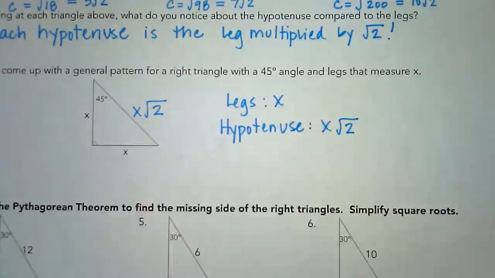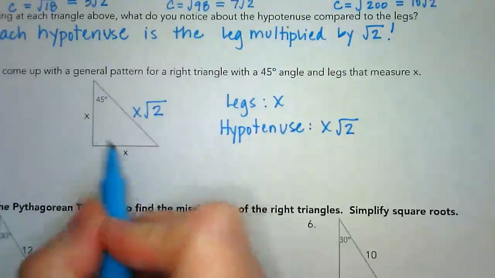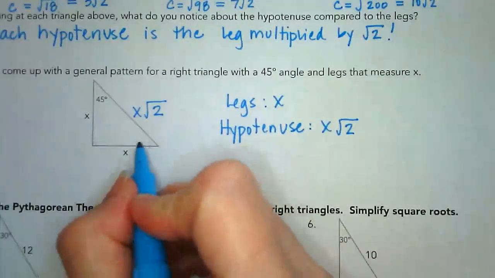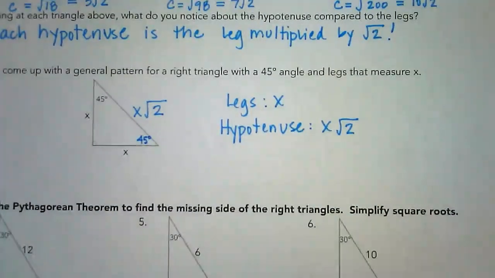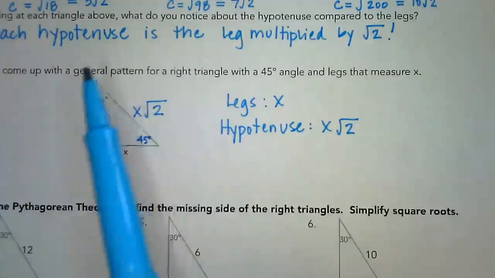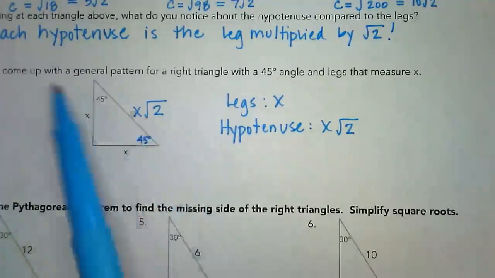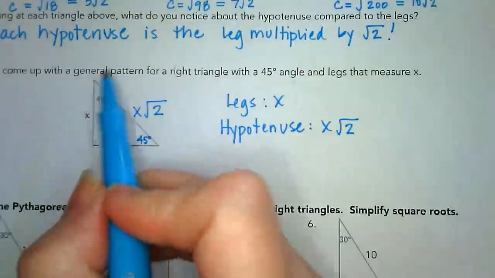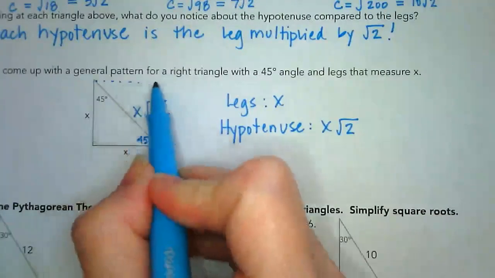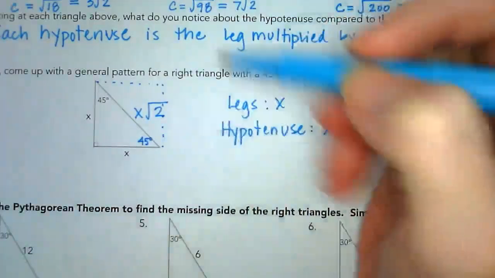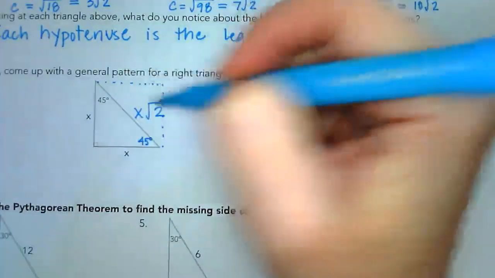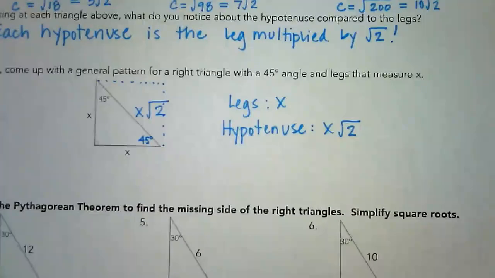And then I also want to point out that the legs are the same because those angles are the same right here. So what happens is this one comes out of a square. We can think of this right triangle as actually half of a square. So we just figured out the diagonal of the square.